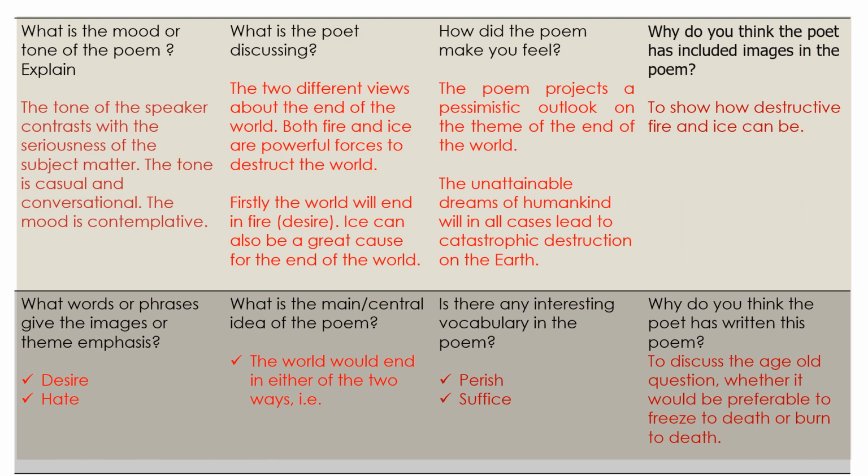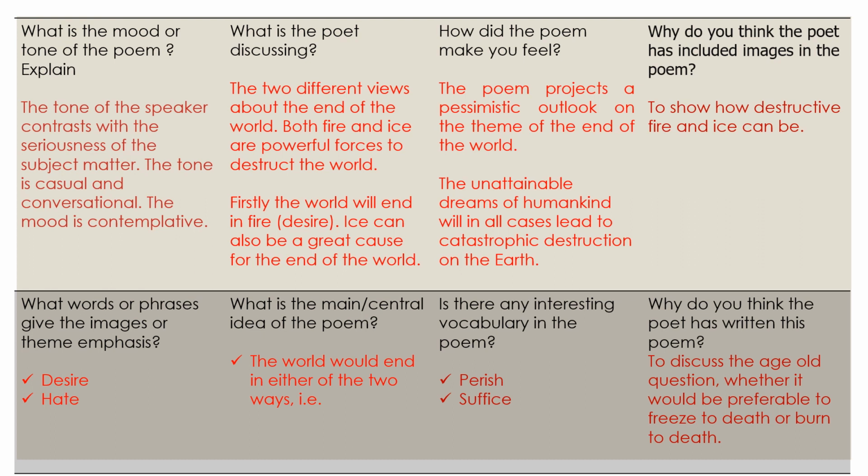The poet is discussing two different views on what would be the cause of the end of the world. Both fire and ice are powerful forces to destroy the world. Firstly, the world will end in fire, as we know that fire is the symbol of desire in this poem, and ice can also be a great cause for the end of the world.